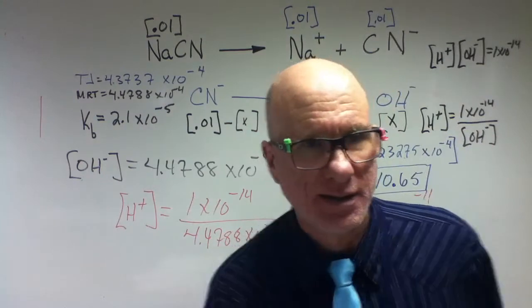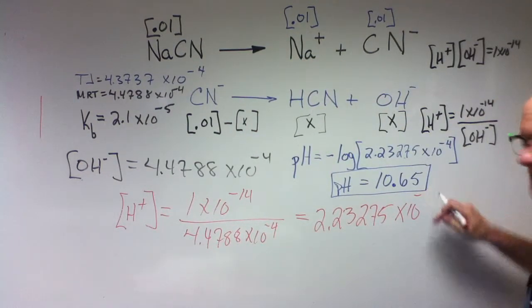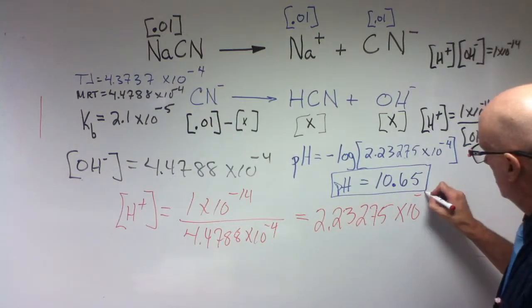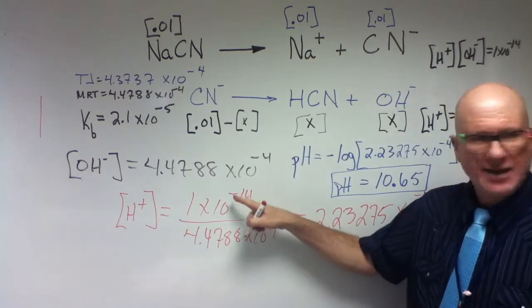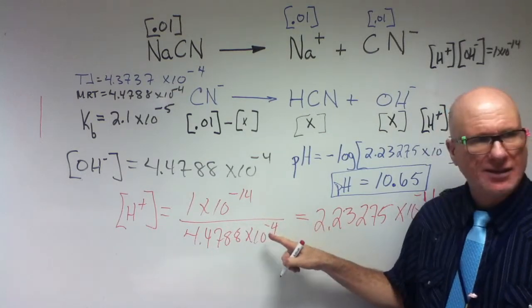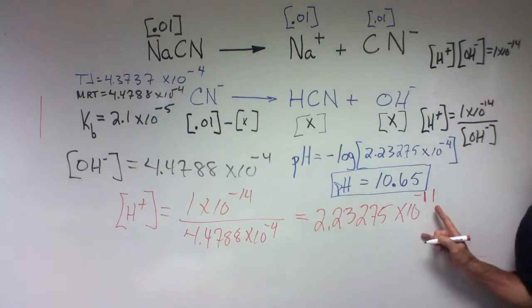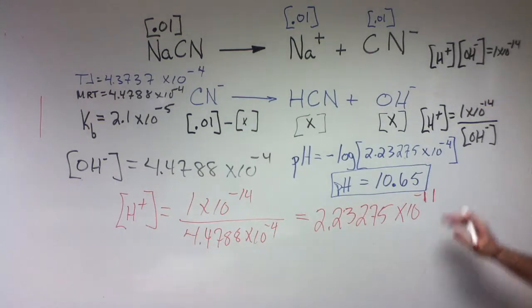Oh. You wrote 4. No, I didn't write 4. I wrote a terrible looking 1. Well, not a terrible looking 1. I wrote a 1 and a 1. How could this be a 4? 10 to the negative 14 divided by 10 to the negative 4 is 10 to the negative 10th. So how could that possibly be a 4? I could see it being an 11, but how could it be a 4? Right?